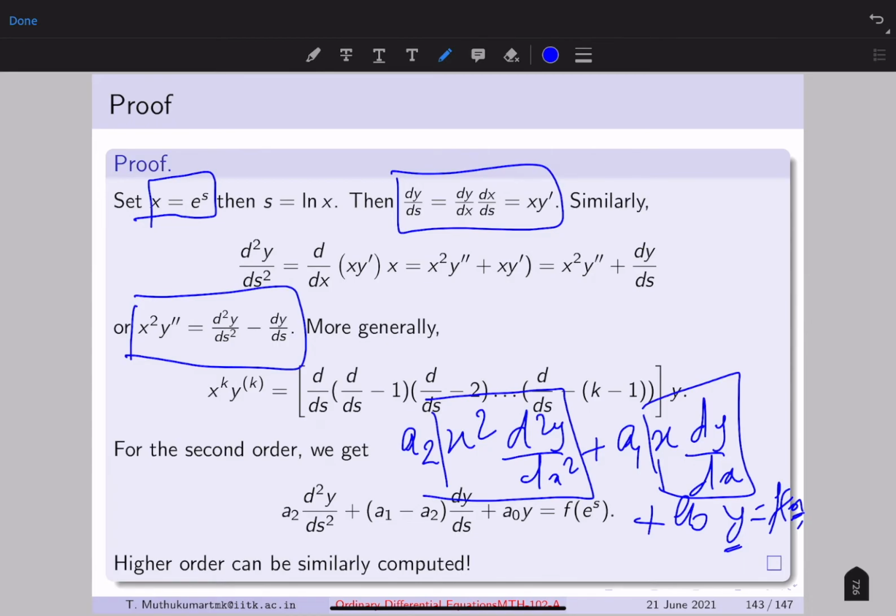So then your ODE, which was originally in x and y variable, will now become an ODE in s and y variable. Similarly, if you have a higher order ODE, you can use the formula which we have said here to compute. So in this way, you can transform the Cauchy-Euler ODE into a linear constant coefficient ODE in the s variable. So that's a proof of that theorem.